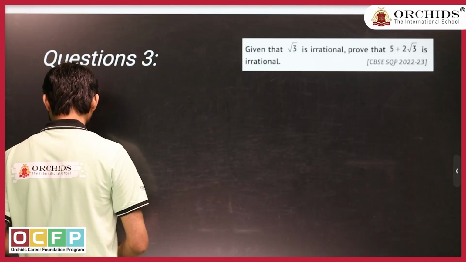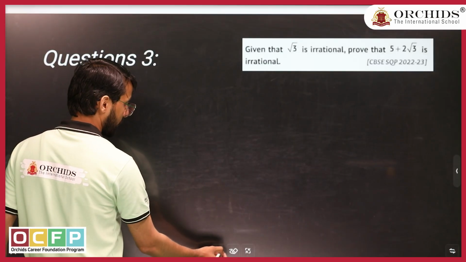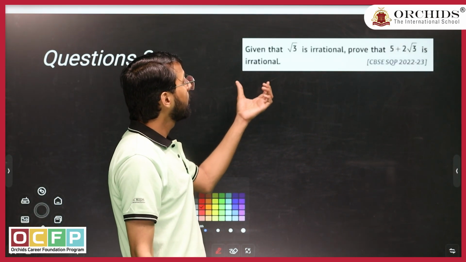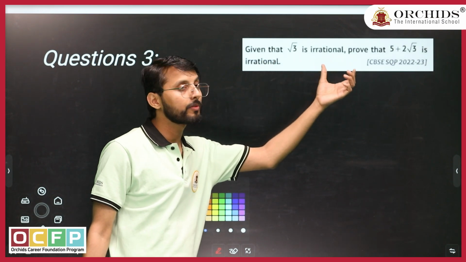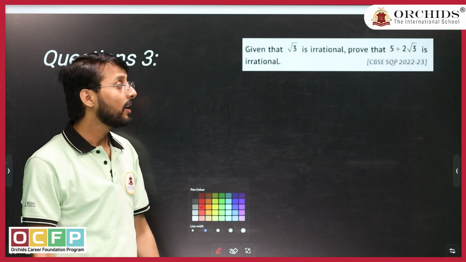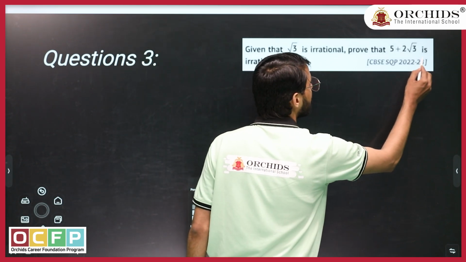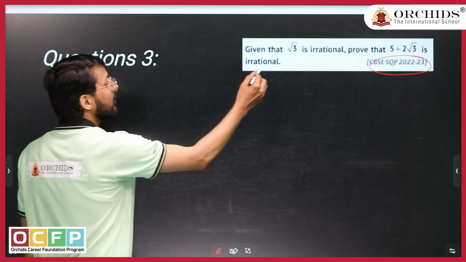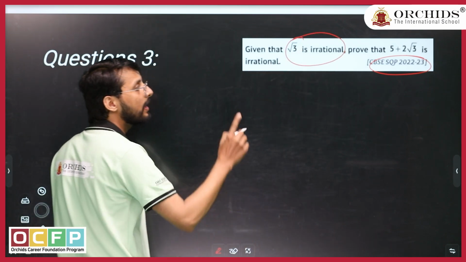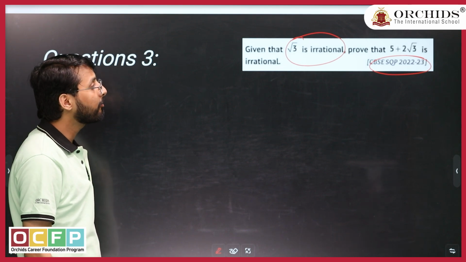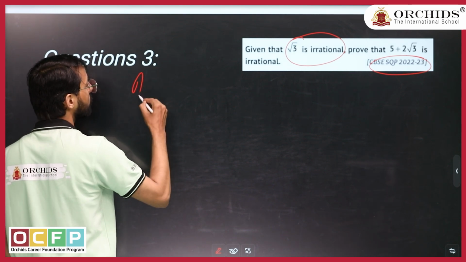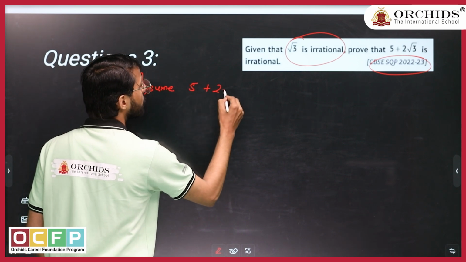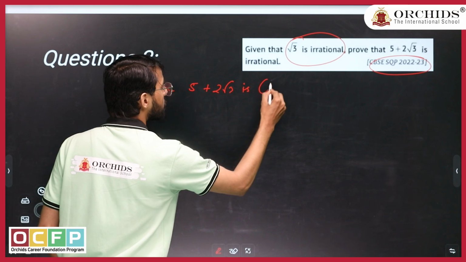Now, question number 3. Again, given root 3 is irrational, prove that 5 plus 2 root 3 is irrational. Similar kind of question, this was in the CBSE sample question paper of 2022 and 2023. It means this part is already given to you, only you have to prove the other part. But 5 plus 2 root 3, so again we will do the same. Assume 5 plus 2 root 3 is rational.